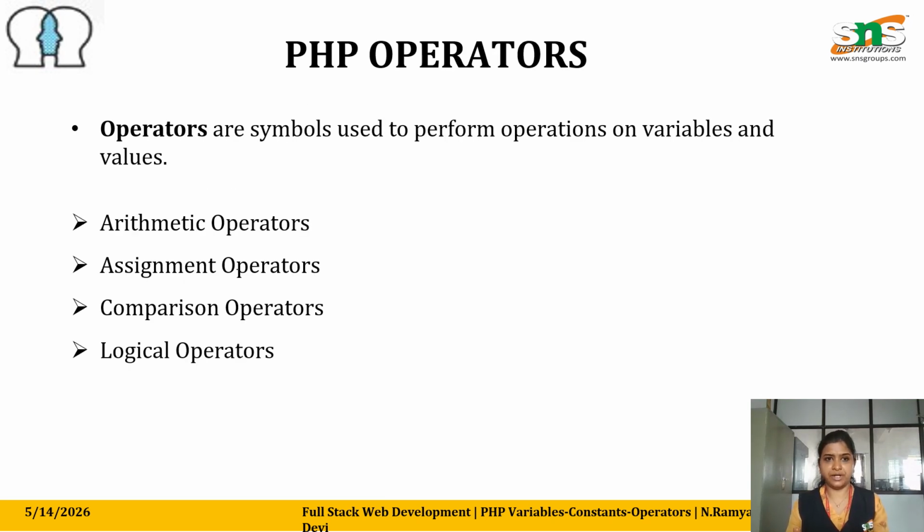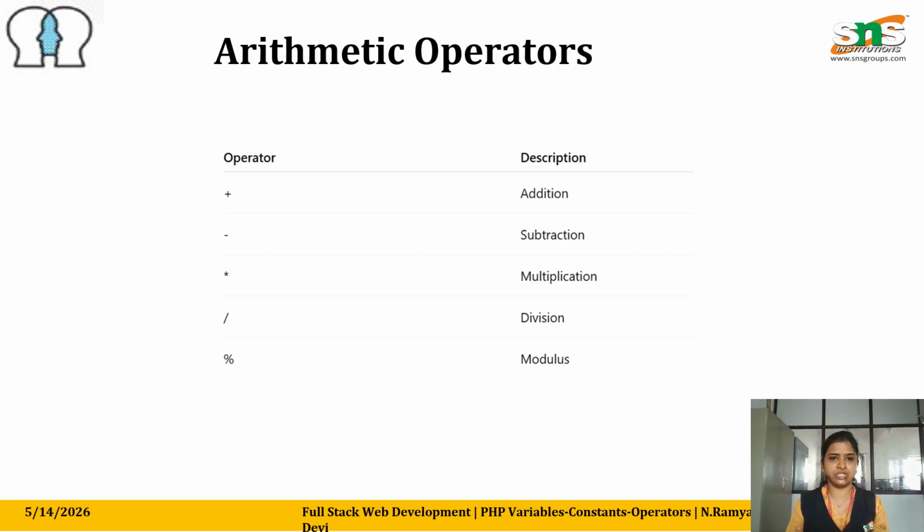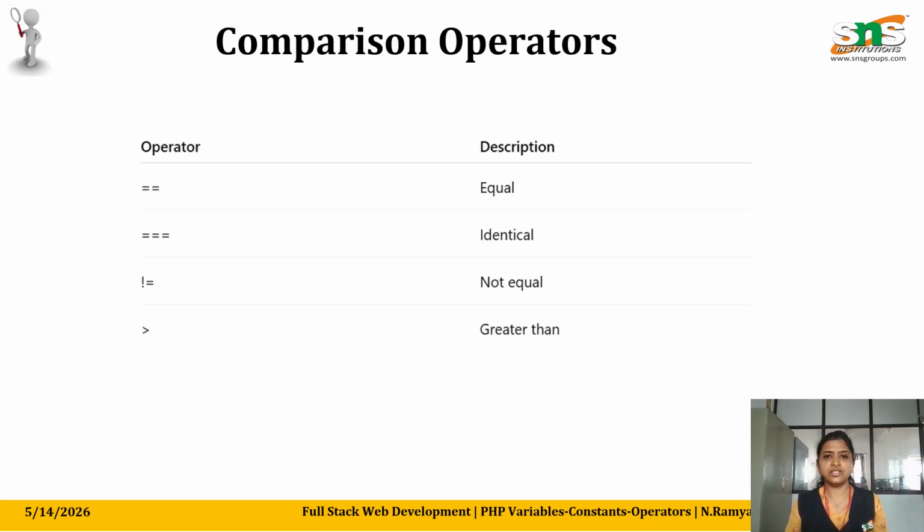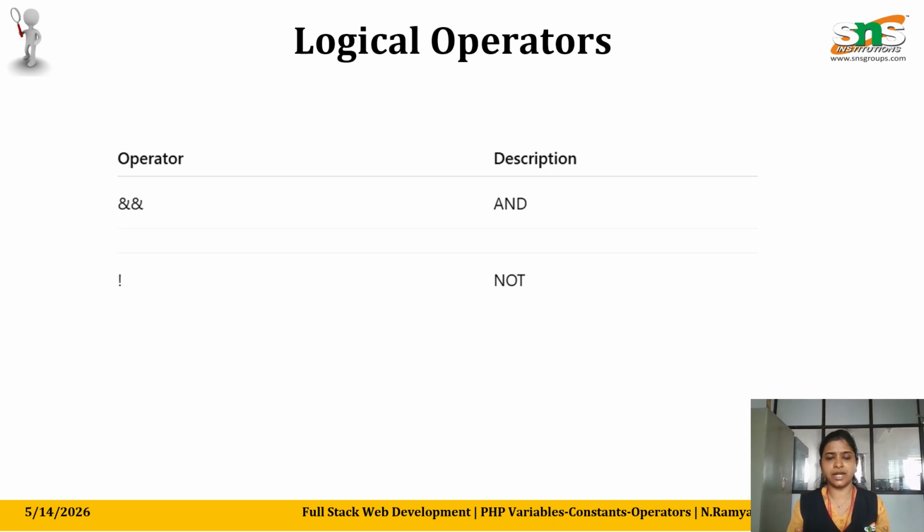And next comes operators. Operators are symbols which are used to perform operations on variables and values. There are many types of operators, like arithmetic operators, assignment operators, comparison, and logical operators. Arithmetic operators mean addition, subtraction, multiplication. Assignment means equal to, plus equal to, or minus equal to. Comparison is used to compare two variables, whether they are equal or not equal, or whether one is greater than the other.